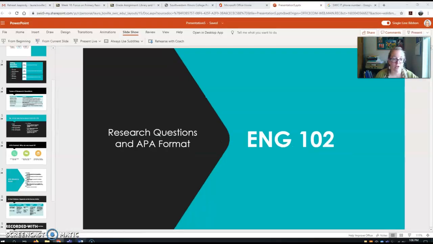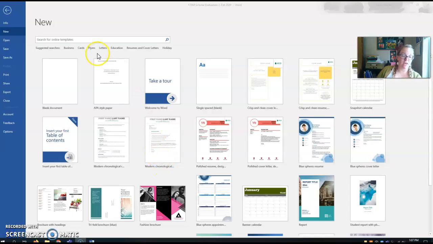So when you go to Microsoft Word, and hopefully, okay, we're back. I think I got it. So when you open up Word, to find a template, you're going to type in the search for online templates option, or sometimes you'll have templates that are already loaded. I open the APA style paper often, so here it is.